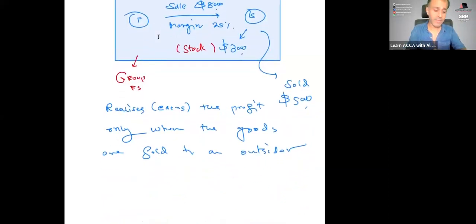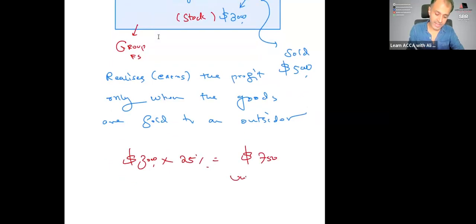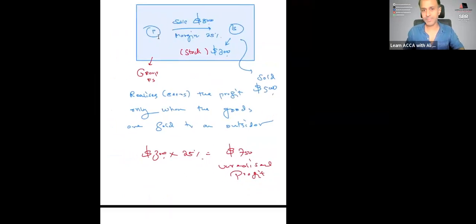For that reason we always pay attention to stock, and we simply apply the margin, that is 25%, to extract the profit out of it, which is what we call unrealized profit, or the profit that has not yet been realized.